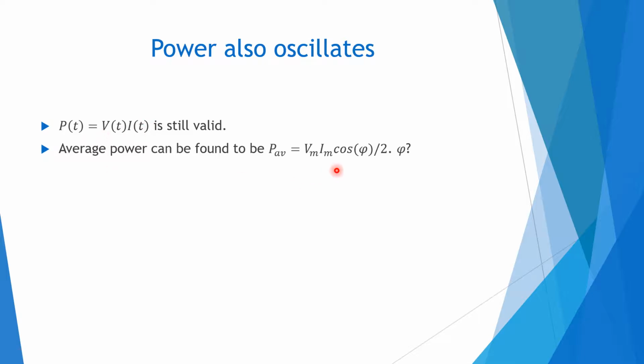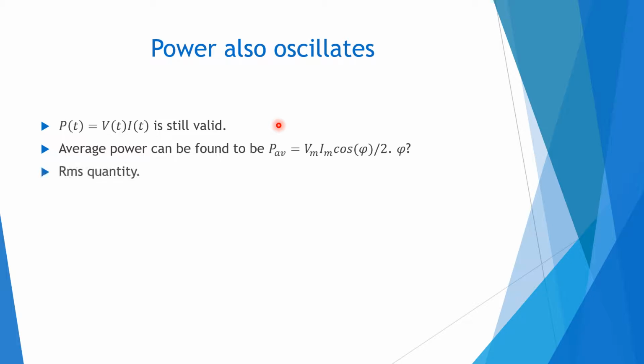So you will get Vm Im cos phi over 2. So what are these terms? Vm and Im are the amplitudes of the voltage and current sinusoids. The cos phi is the cosine of the phi term. So what is phi? Phi is the angle by which the voltage phasor leads the current phasor. Leads means the angle by which the voltage phasor is ahead of the current phasor. So it is basically phi of V minus phi of I.